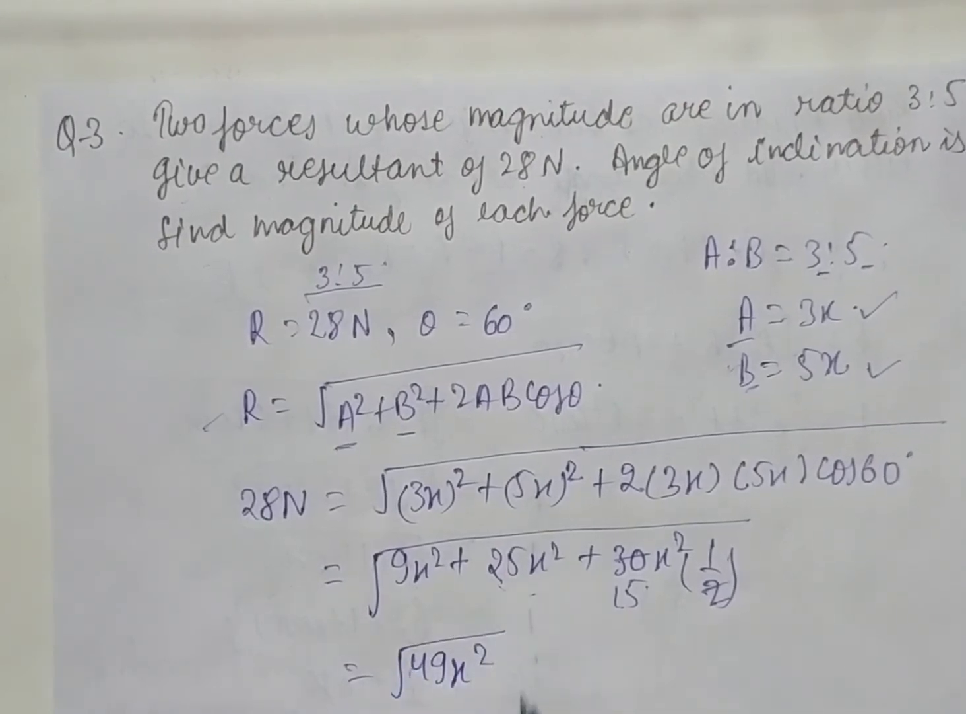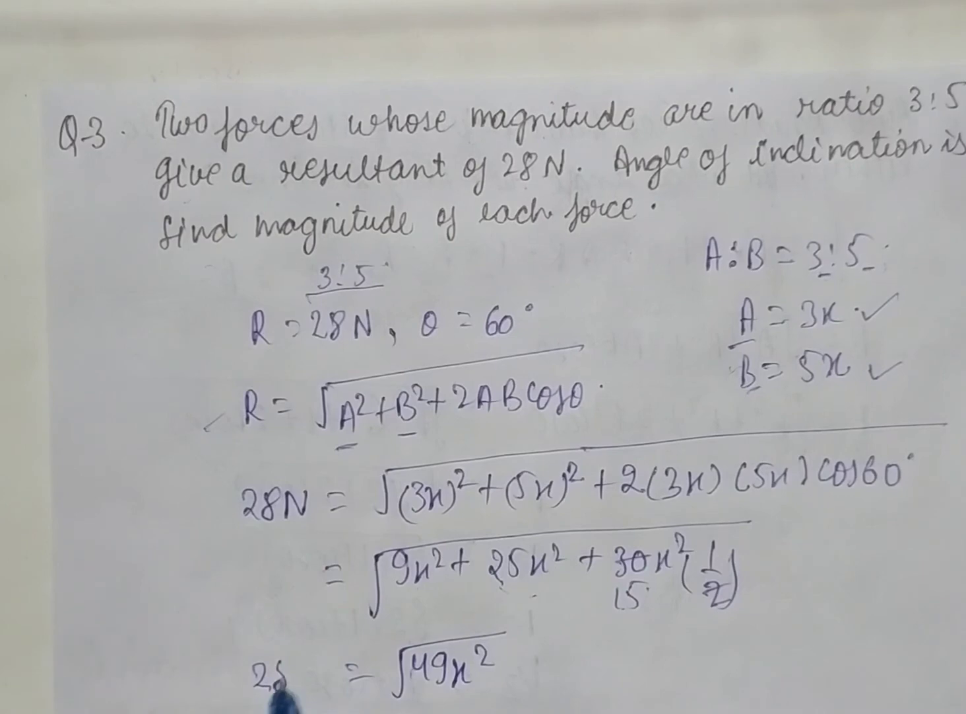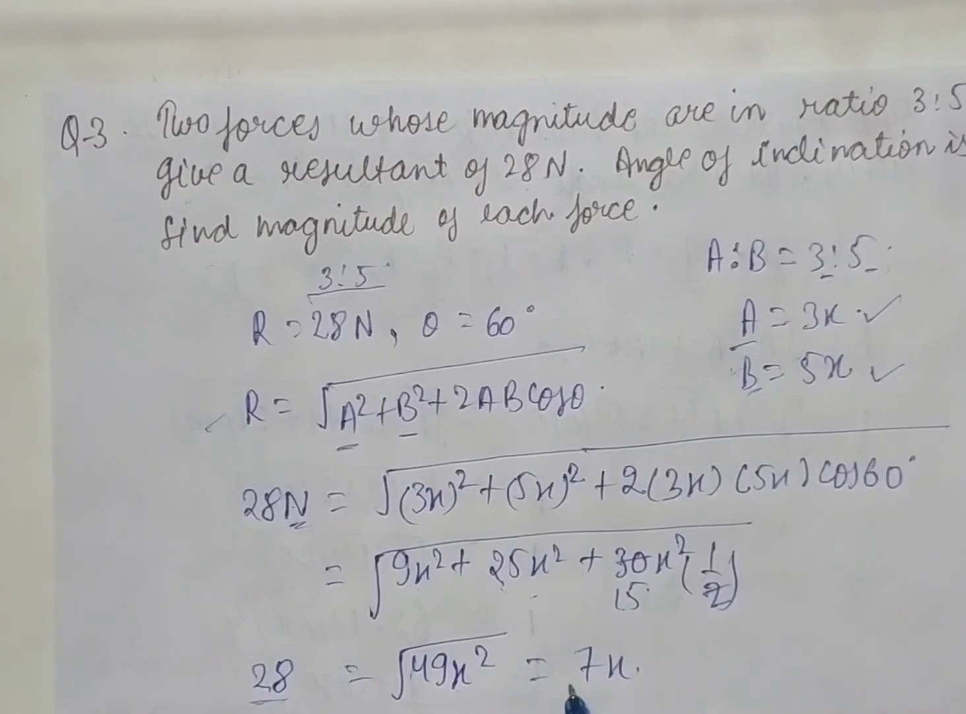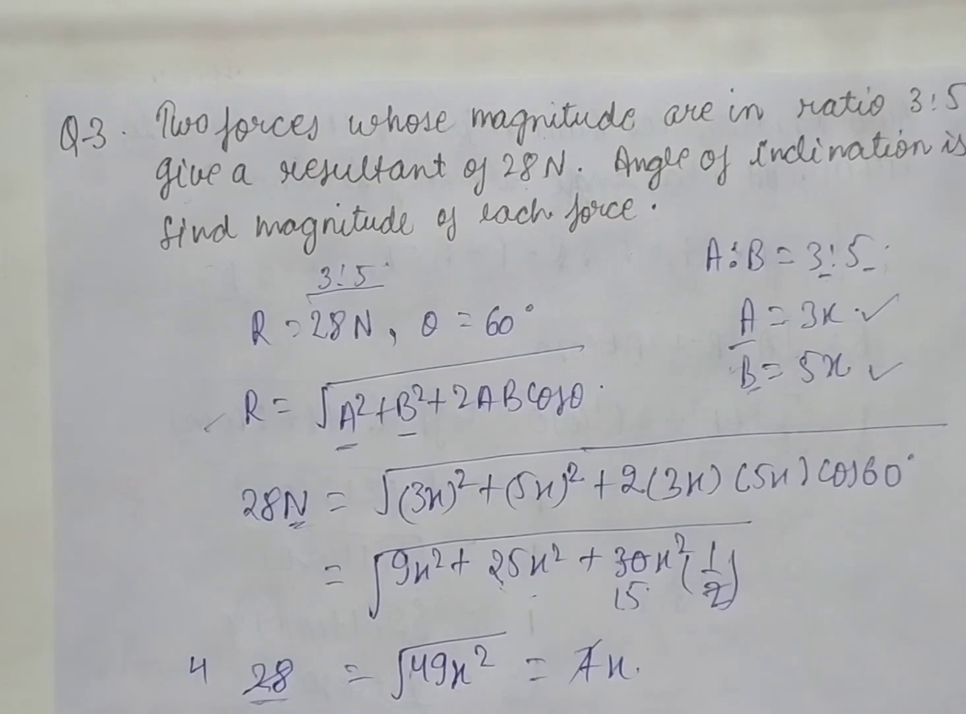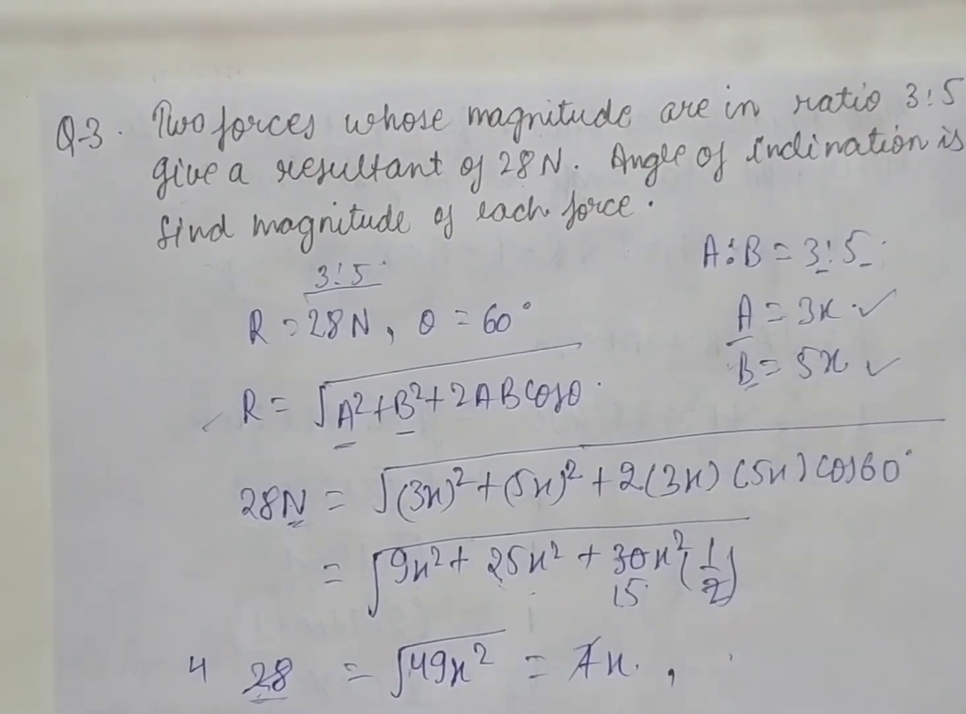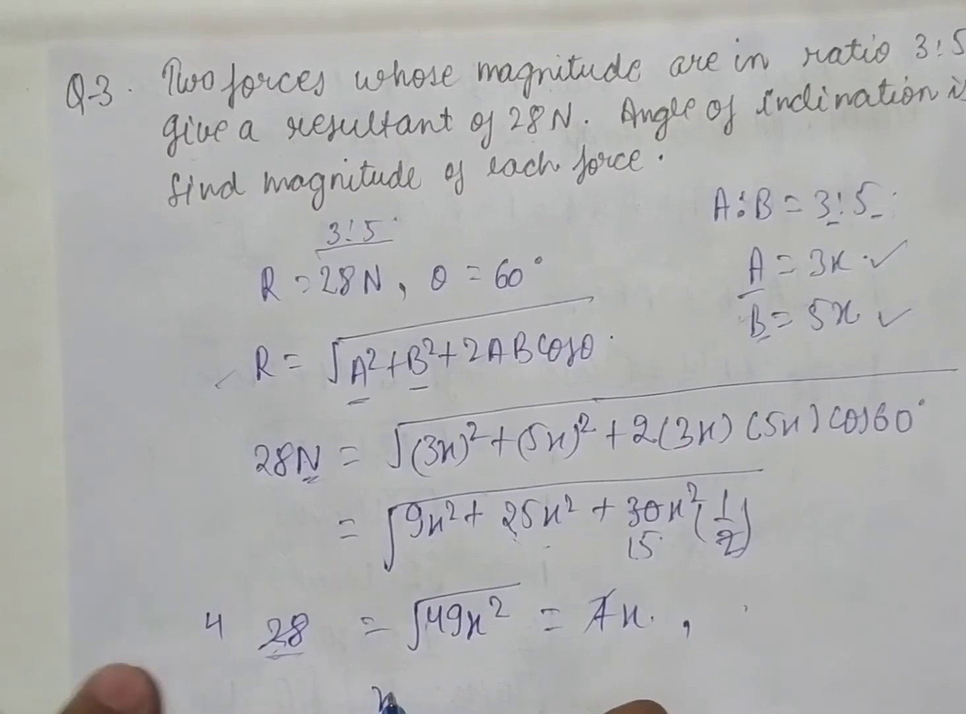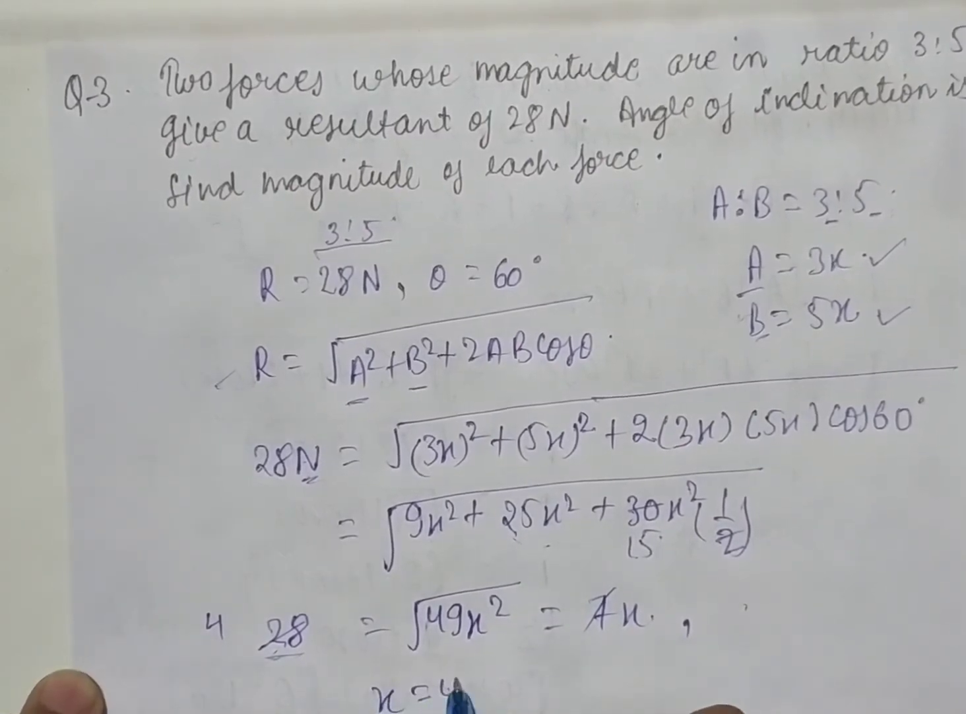So this is what we have got, and on this side we have 28 Newton. Taking the square root, we get 7x equal to 28. 7 times 4 is 28, so x is equal to 4. We have got x as 4.